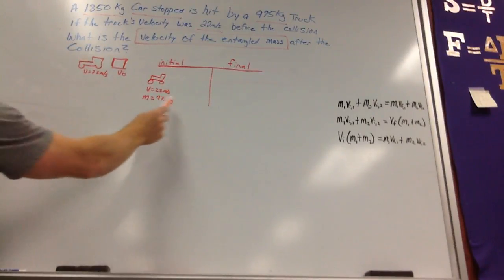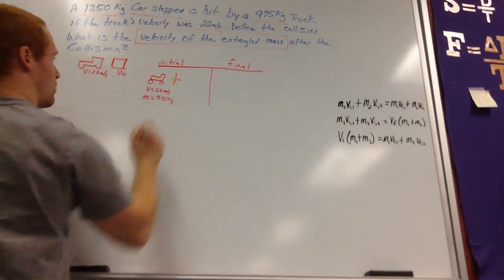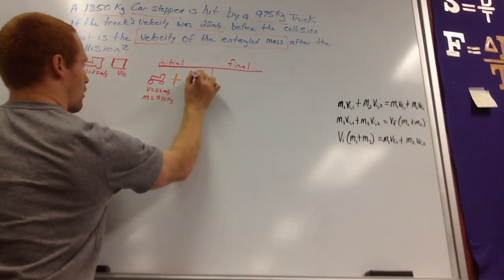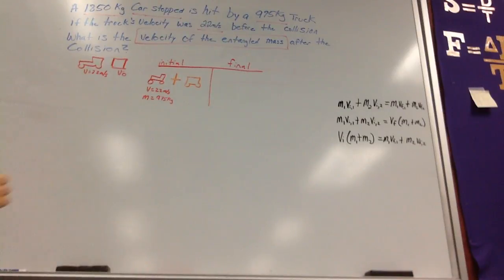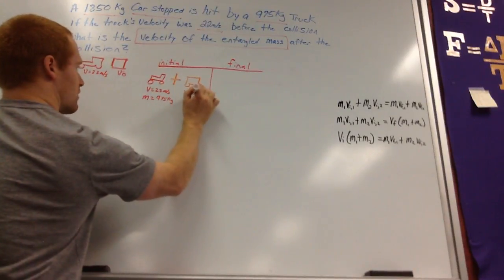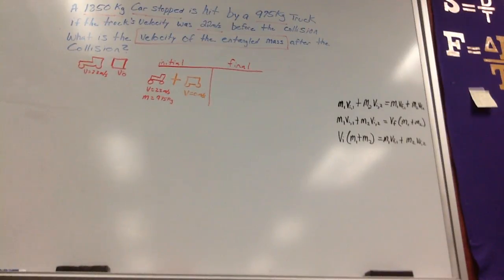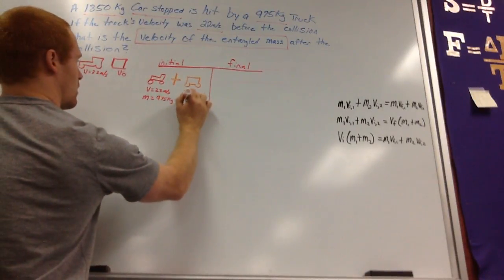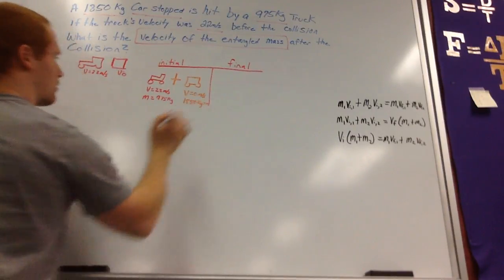Notice we're going to have separate pictures because they're going at different velocities at the beginning. So notice we have velocity is 0 and then velocity is 22 meters per second. So we need to put a plus sign in between our two pictures. Now I'm going to draw our car. It's a beautiful car, and it's going to start with a velocity of 0 meters per second. And then the mass is 1850 kilograms. Holy cow, it needs to go on a diet. It is bigger than the truck.